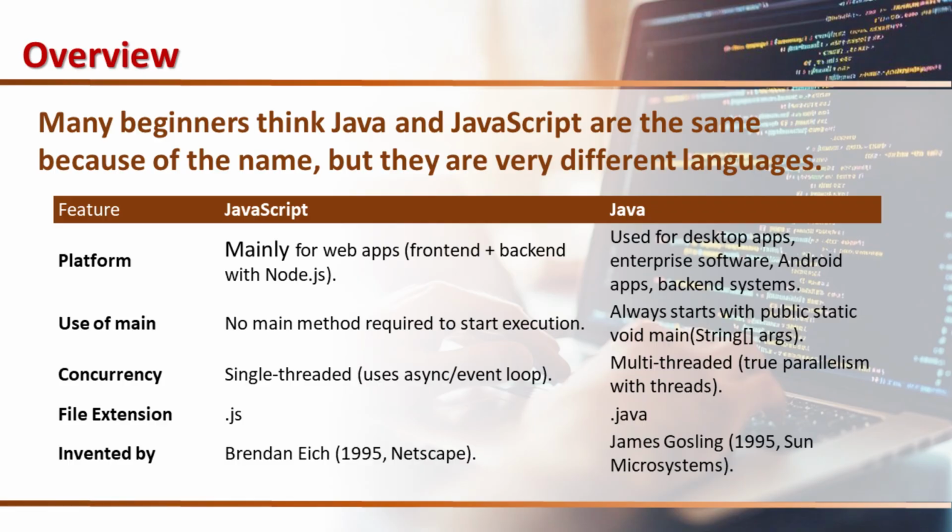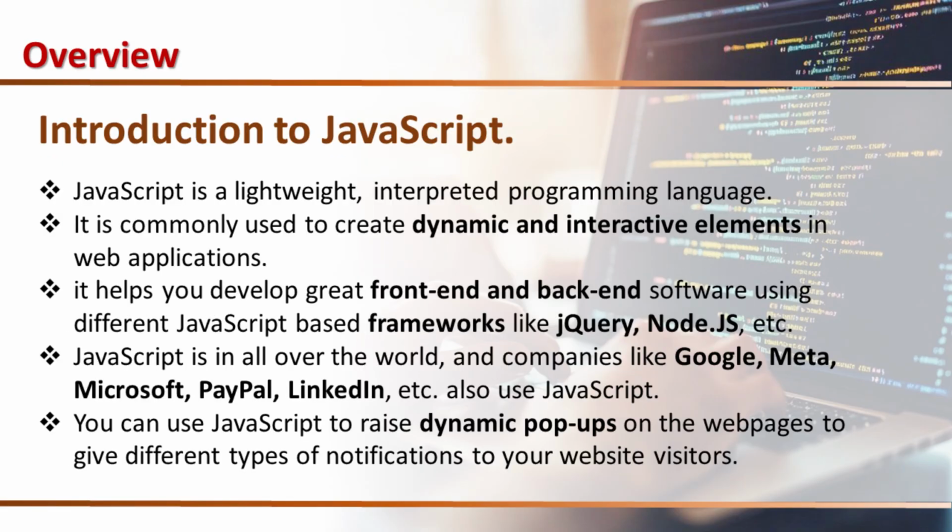Regarding concurrency, JavaScript is single-threaded and uses an asynchronous event loop to handle tasks. Java, however, is multi-threaded and supports true parallelism using threads. For file extensions, JavaScript files use the .js extension, while Java files use the .java extension. Finally, JavaScript was invented by Brendan Eich in 1995 at Netscape, while Java was developed by James Gosling in 1995 at Sun Microsystems. Now, let us focus on the JavaScript introduction.